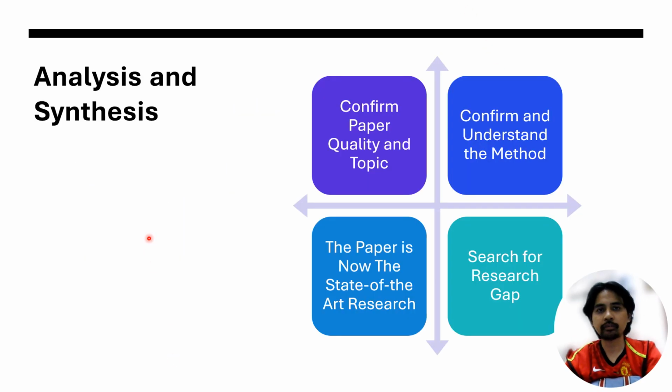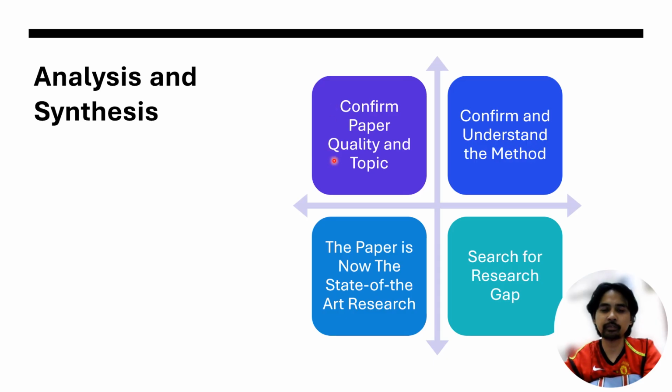So now that you have understood how to read your paper, the next is how to analyze and synthesize the paper for your own research. So basically what you need to do is to find the research gap of the paper. Before you do the research gap definition, you need to do several things before.